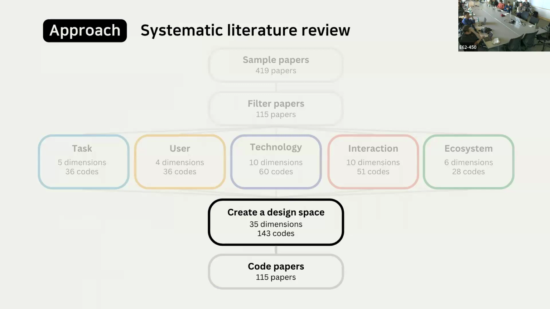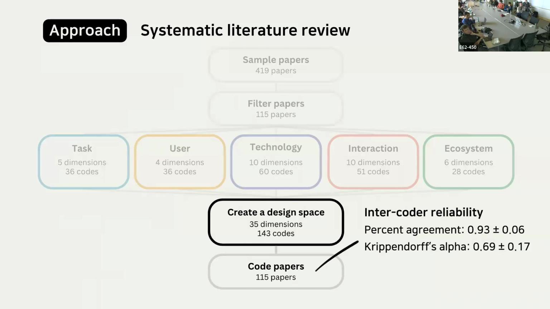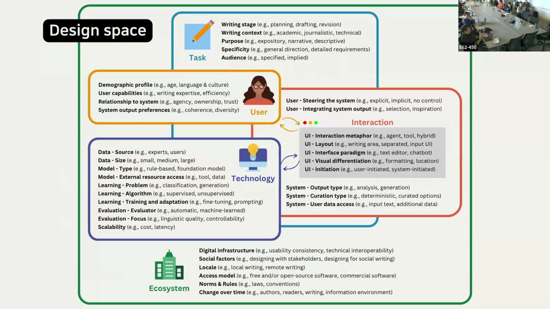So after we did that from each team, we gathered to create a design space. And then we coded the papers with this final design space. And we have reasonable intercoder reliability. Okay, so that is our final artifact and main contribution of this work.